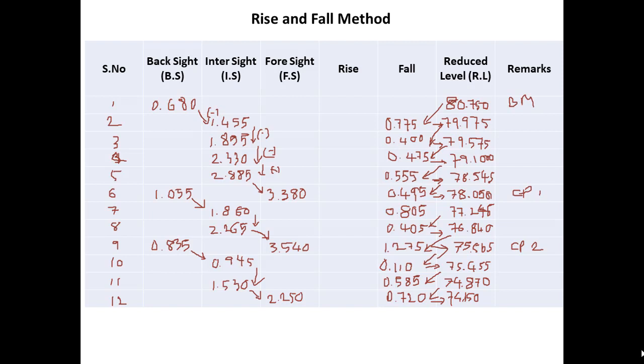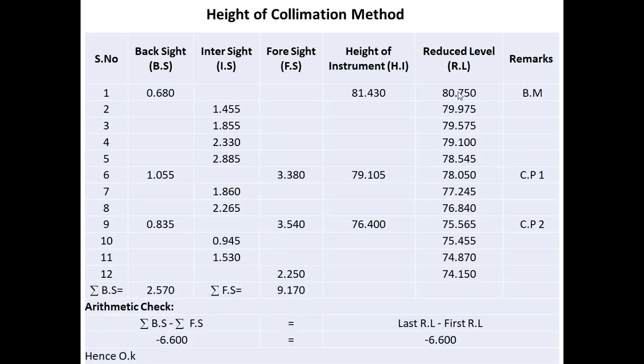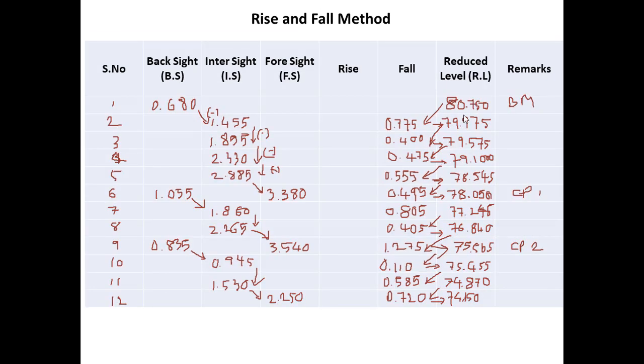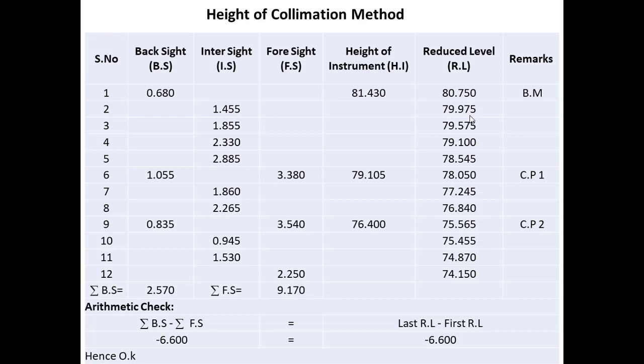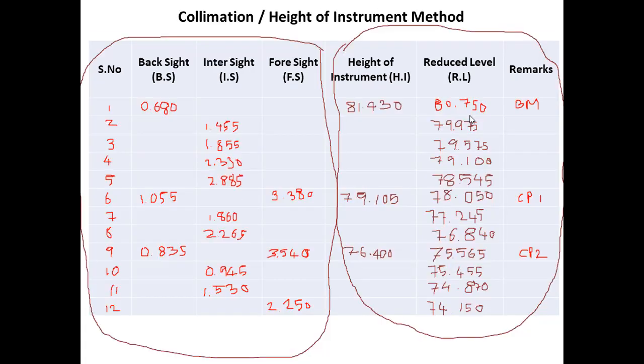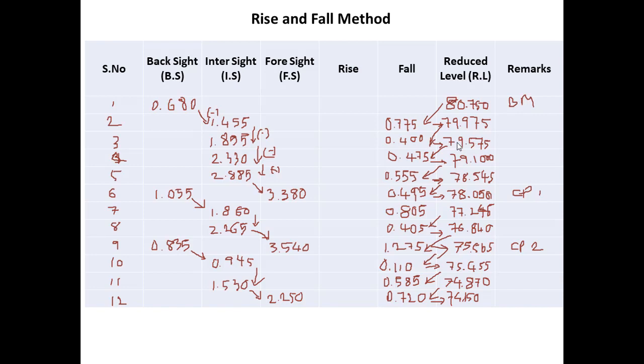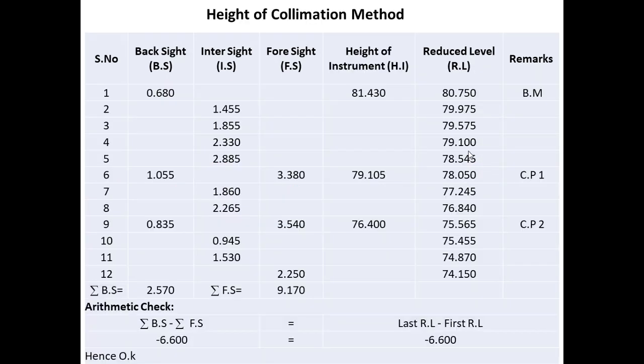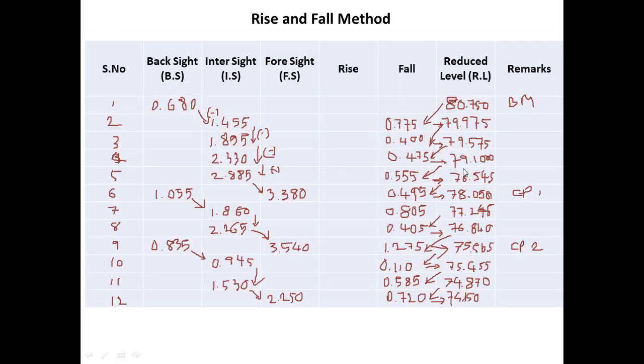Okay, now we can check these RL values with respect to the height of collimation method. Our first RL is 80.750, same. Second is 79.975, same. Third one is 79.575, same. Fourth one is 79.100, same. Fifth one is 78.545, same.